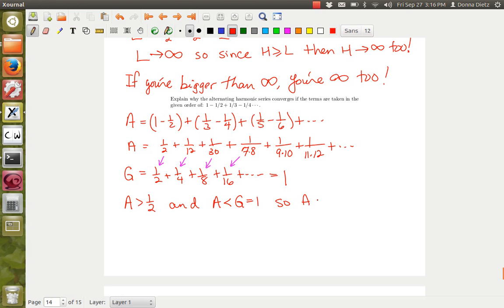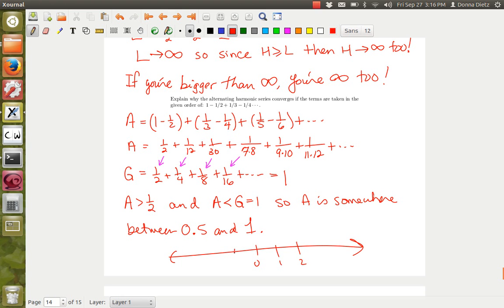So A is somewhere between 0.5 and 1. And that's all we care about. We don't care where it is, but it has to converge to something which is real. It's somewhere on the real line. If you had a real line sitting here, 0, 1, 2, whatever, -1, then, I don't know, maybe it's here, somewhere like that.